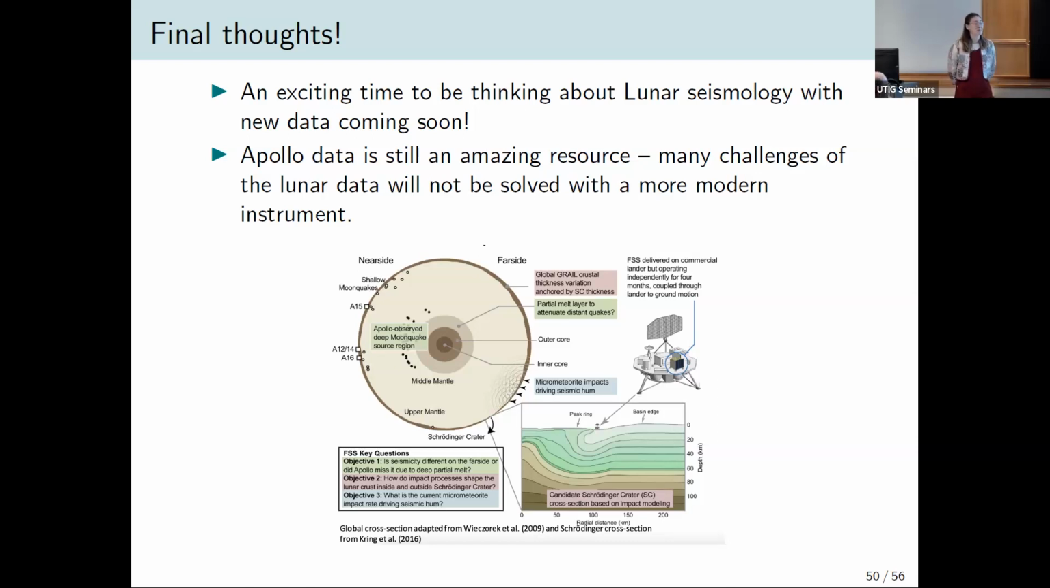But I want to say that the Apollo data is still going to be an amazing resource, and it's going to still be really, really useful. So firstly, there were 4 stations, not just 1. And the other thing is that a lot of the challenges that we have with the lunar data is related to that kind of scattering long coda that we have. And that's not going away. The moon is still going to be the moon, regardless of the instrument that we put on there. And so the Apollo data is going to be really useful in figuring out what we're going to need to do for the new data. So that's all I have, and thank you very much for listening.